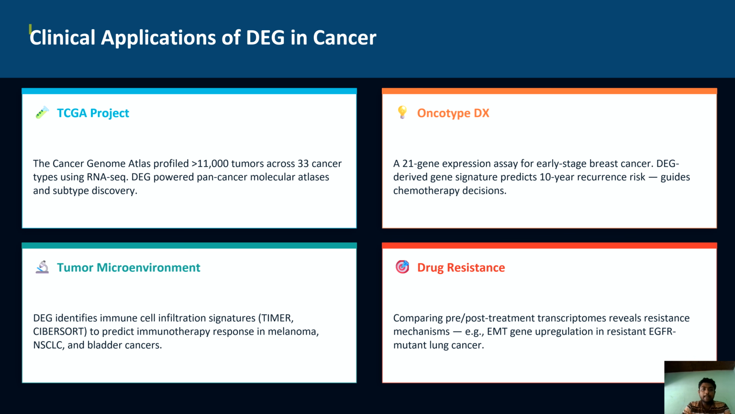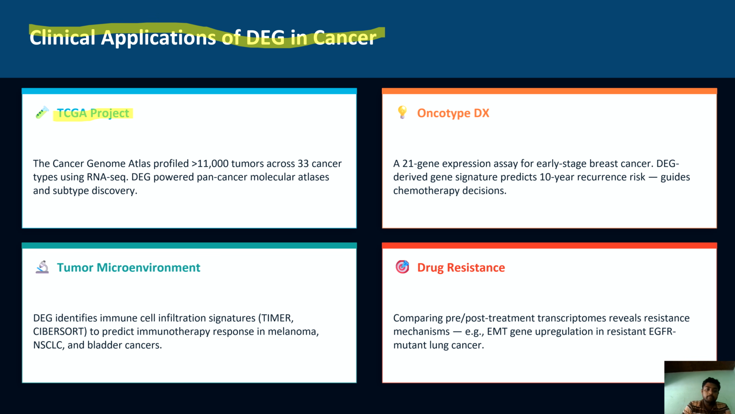In case of the clinical applications of DEG in cancer, first the example is the TCGA project. TCGA is a data repository where 33 types of cancers with 11,000 tumor samples are there, with the normals also. Here they make the data available for the public. Okay, it is a public data repository. We can easily use that, but there is some procedure I will show you later, how to download the data and how to go for the data analysis from this data.